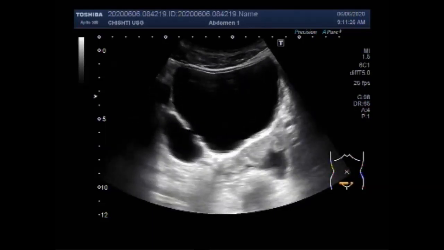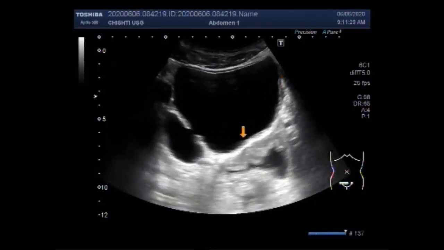Now you can see the communication between the urinary bladder and the diverticulum, and there is a small amount of thick sludge seen in the urine present in the diverticulum. This is the communication between the urinary bladder and the diverticulum.